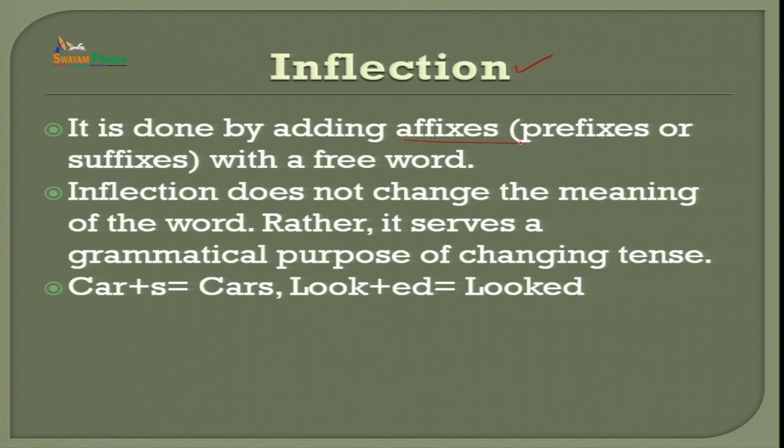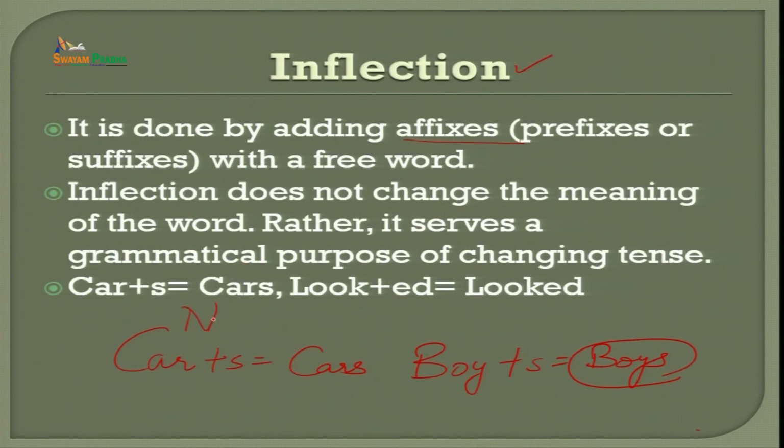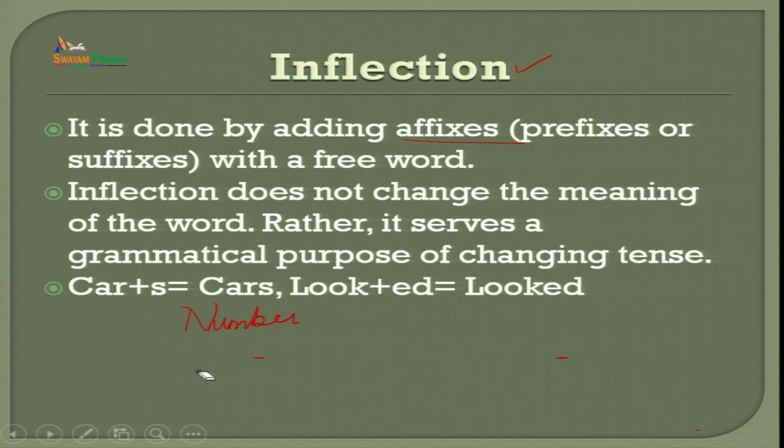Now, while adding affixes to a word, for example, car plus s, cars. Boy plus s, that is boys. Now, in this condition, what happens? This new word is formed by adding a suffix to it. Inflection is a process in which suffixes and prefixes are added to the word, but it may change the number, the person and the gender. For example, it may change the number, from singular to plural, right? It can change the person, and certainly it will change the tense as well.